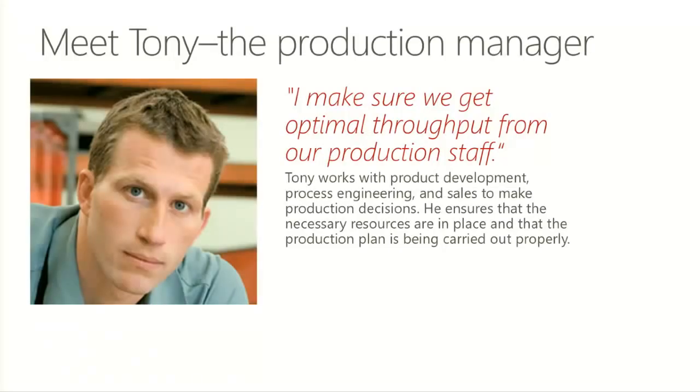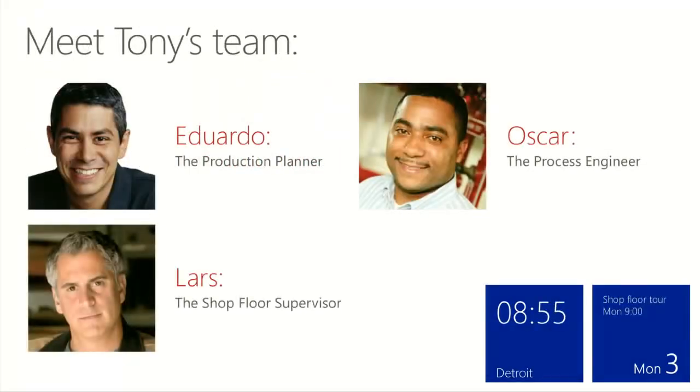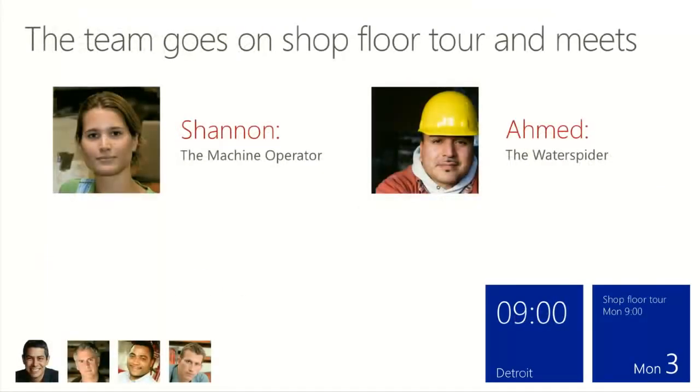So let's join Tony through a day in his life where he basically comes to the office, checks his mails, checks his key performance indicators, has a coffee, and that is where he meets his team. So Tony's team is Eduardo, the production planner, Oscar, the process engineer, and finally Lars, the shop floor supervisor. So they meet at Tony's office to take their daily tour to the shop floor. So the team goes down to the shop floor, and at the shop floor they're going to meet Shannon, the machine operator, and Ahmed, the water spider.